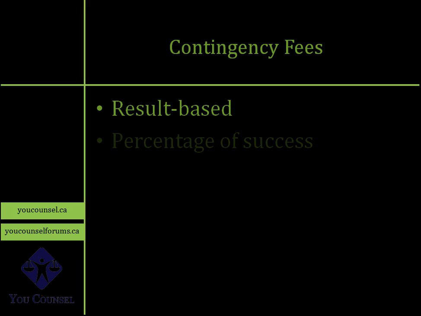So the contingency fee model is usually based on a percentage of success. It could range anywhere from 25% to 35% or so. And once the settlement is achieved or the judgment is awarded, that percentage is paid as legal fees.